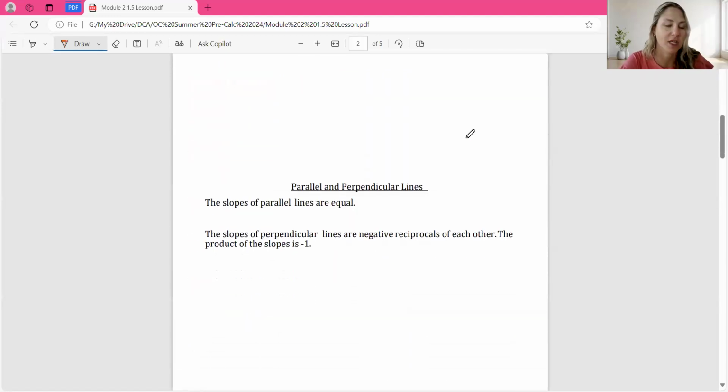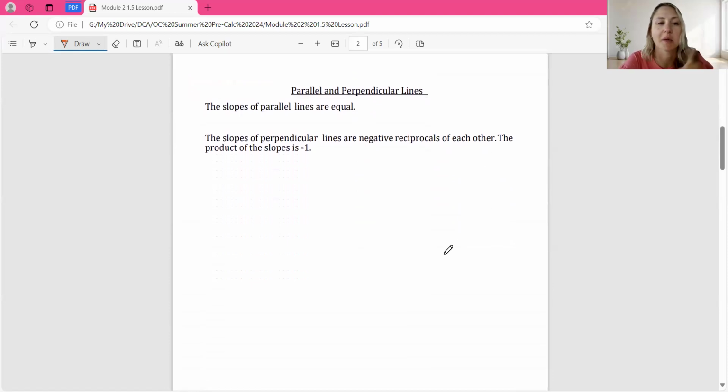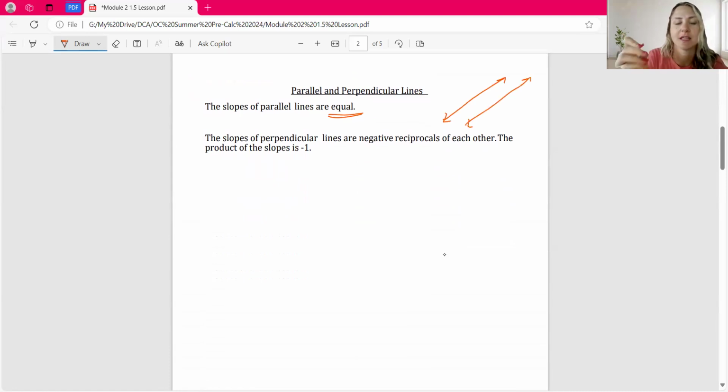This first page is a review on parallel and perpendicular lines and what we know about their slopes. So first thing is talking about parallel lines. We know the slopes of parallel lines are equal. Okay, so if we have parallel lines like this, parallel lines have the same slope. You've talked about it in Algebra 1, Algebra 2, and even in geometry, you talked about parallel lines having the same slope. So probably pretty familiar.